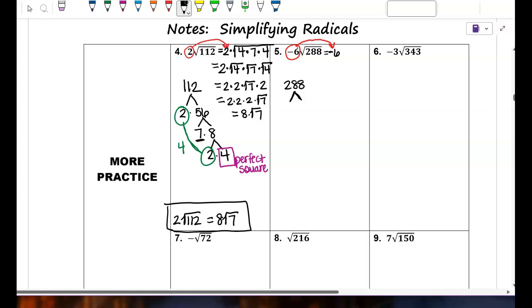I'm going to pause for a moment to give you a chance to see if you can break down 288, and then we'll come back and check on it. All right, so how can I break down 288? What are 2 numbers that I can multiply together to make 288? Two times 144.